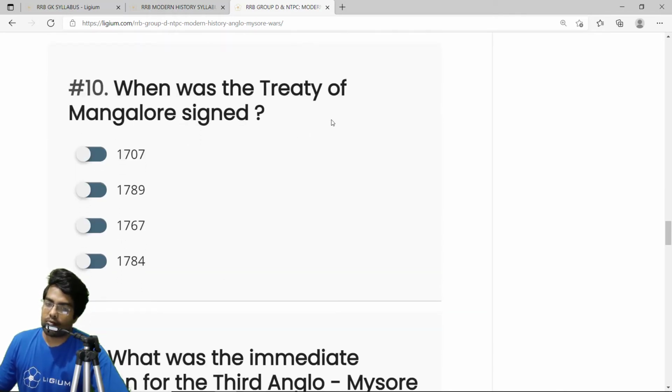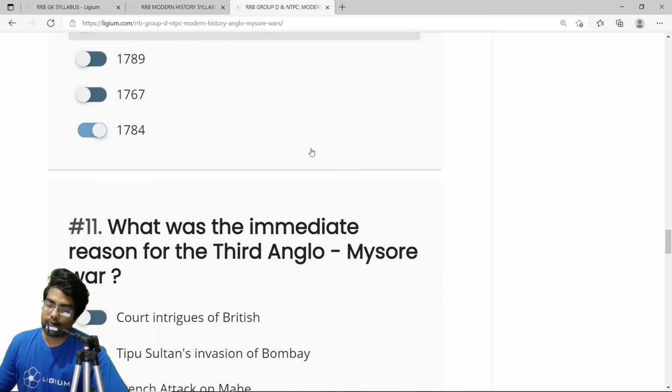When was the Treaty of Mangalore signed? The Treaty of Mangalore was signed in 1784. So the correct answer is 1784.